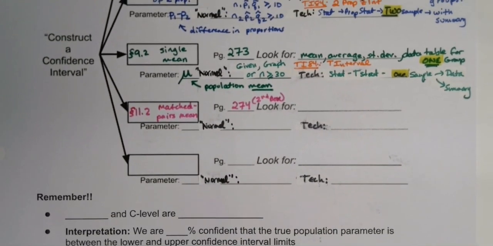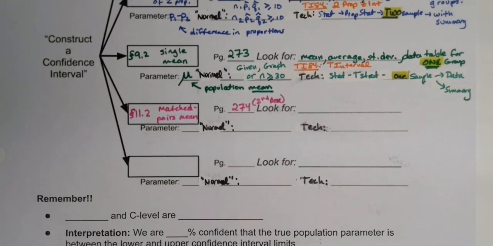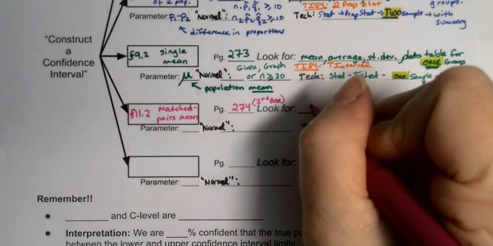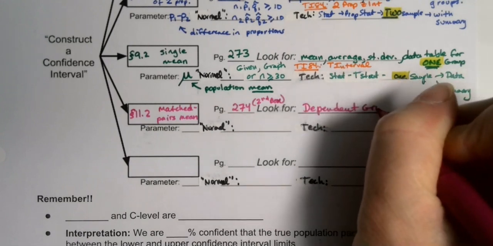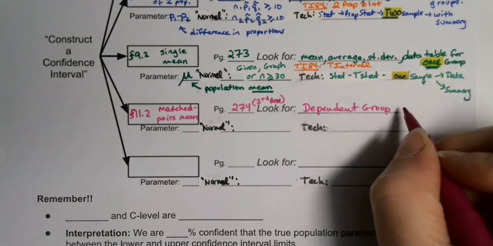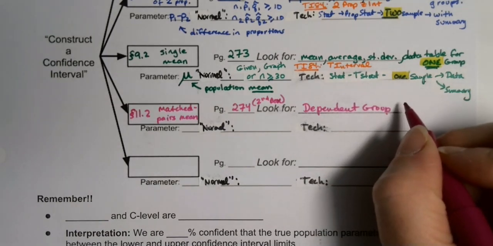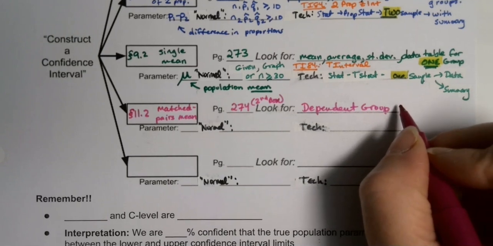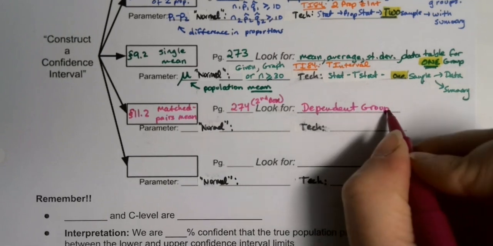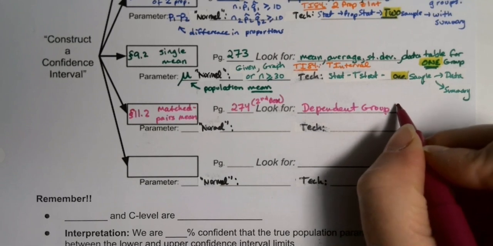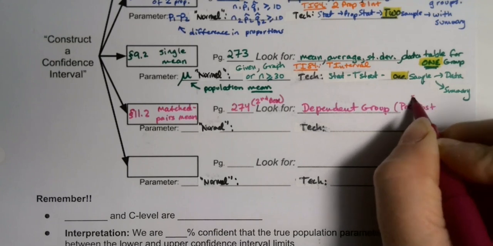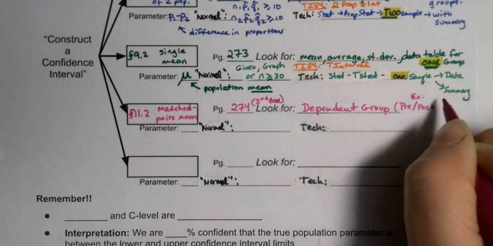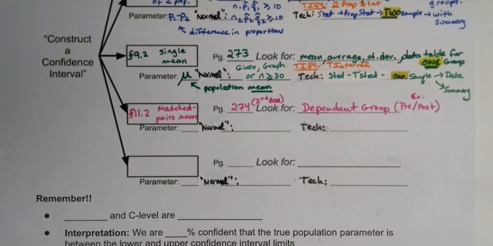Okay, so what are we going to look for? Well, the thing is, it's going to have a dependent group. And this is really the only one that's going to have a dependent group, right? So you're really going to look for a dependent group, right? Where you have pre and post, before and after, husband and wife, right? Things where they're not two separate independent groups. So if you have a dependent group, then it's going to be this one, right? So think pre/post, for example. I'm just going to put EX above that, right? So if it's pre and post, that's a dependent group.